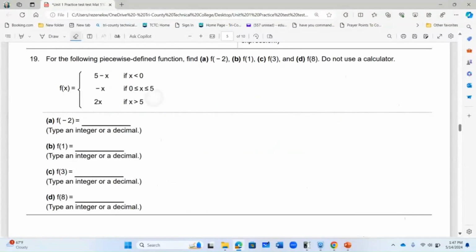So the compound inequality in the piecewise defined function says that whenever x is greater than 5, we can use it to evaluate 2x. 8 is greater than 5, therefore it's a candidate for the third piece. So I'm going to say 2, substitute 8, and that is 16.